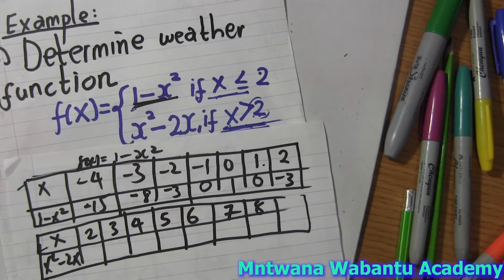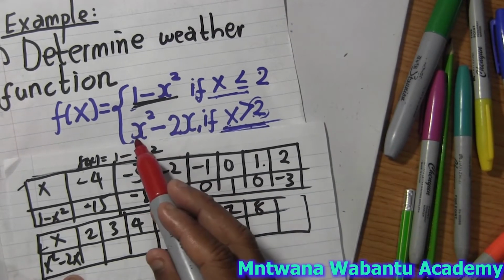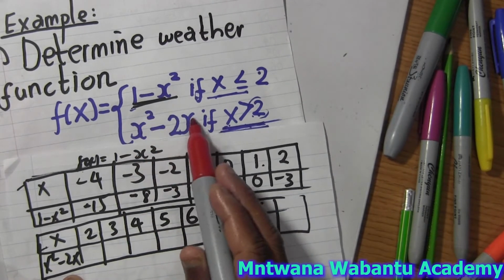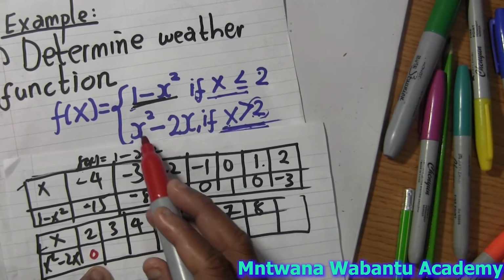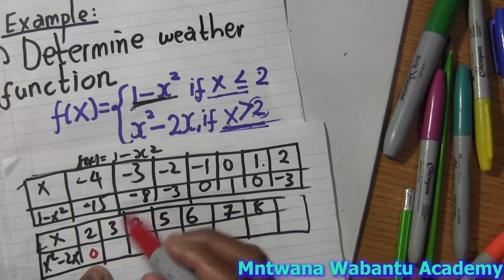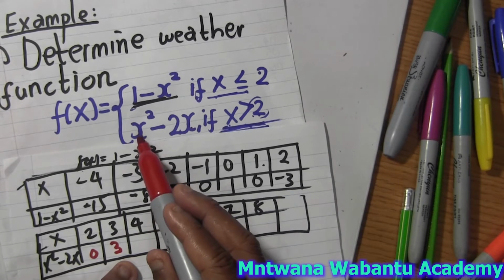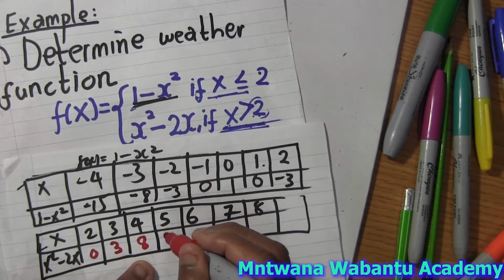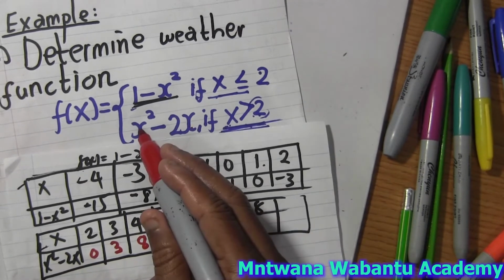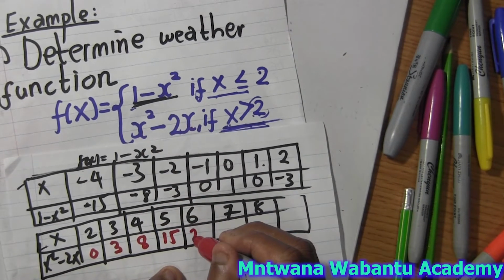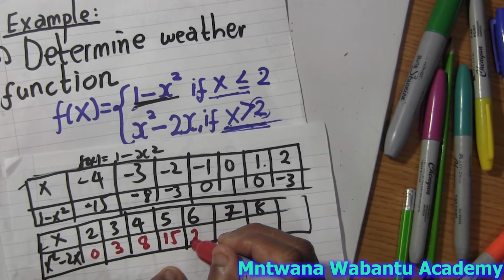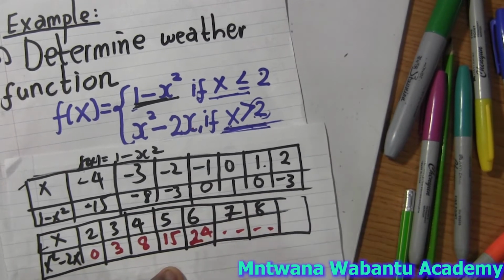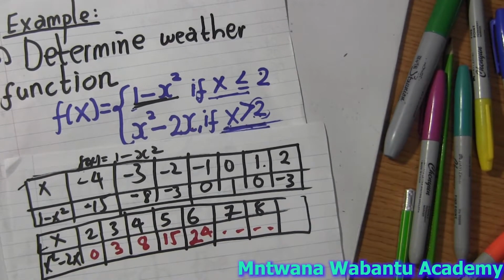So now we say, okay, plug in 2 here. 2 squared equals 4, minus 2 times 2 equals 4, equals 0. Now 3: 9, and this is going to be 6, 9 minus 6 equals 3. Now we come here, 16, 16 minus 8 equals 8. Now this is going to be 25, 25 minus 10 equals 15. 36 minus 12, 24. Okay, etcetera. I don't have to write all of them, but I think you got what I'm saying.